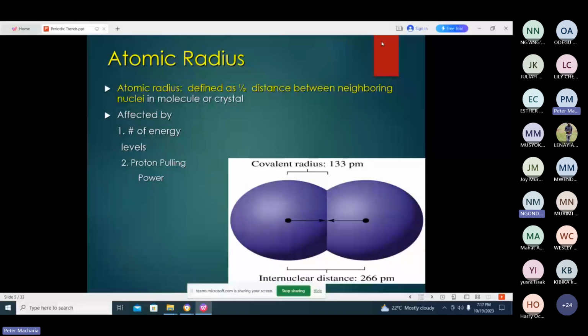Now, that is for molecular elements. For metals, that can only be determined by taking the metals in their crystalline form. When they are in the solid form, it is possible to use X-ray techniques to determine the distance between the nucleus of 2 atoms that are bordering one another, and then you divide by 2.